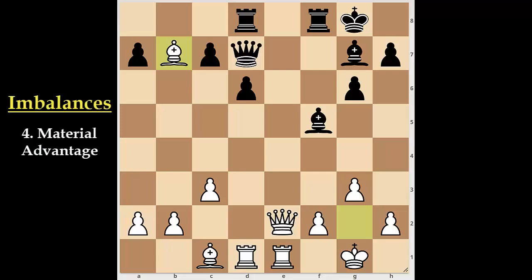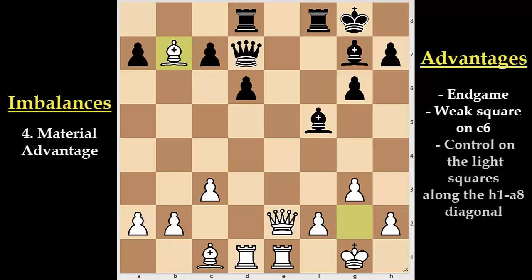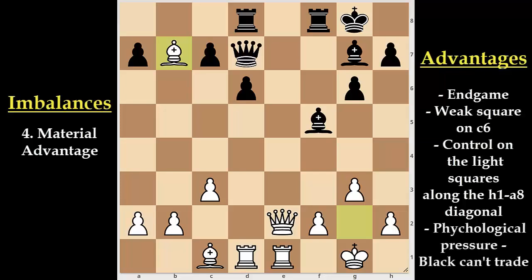First of all, it gives white an advantage in the endgame since the odds are in his favor now. This move also creates a weak square on c6. It also gives white the ability to grab control of the central light squares along the h1, a8 diagonal. And this will put a lot more psychological pressure on black, and he's going to have to try not to trade his pieces because that will help white even more.